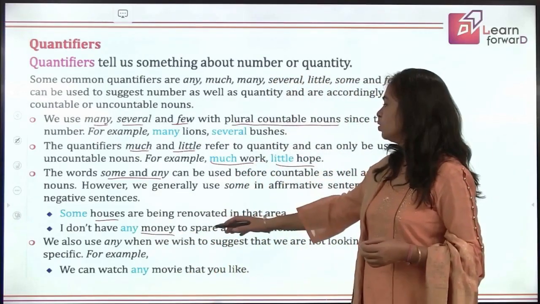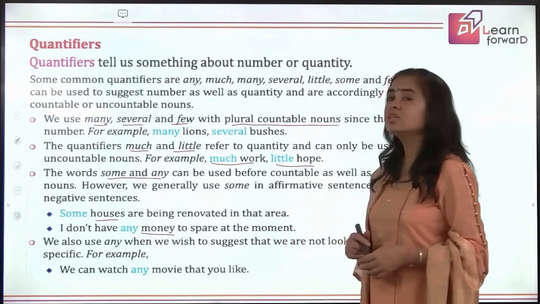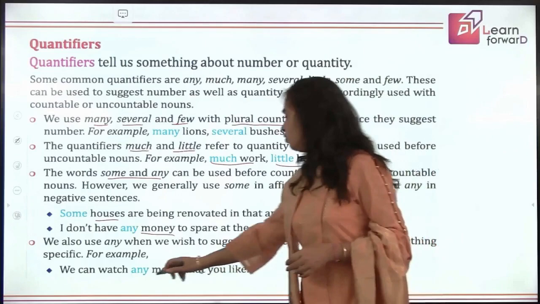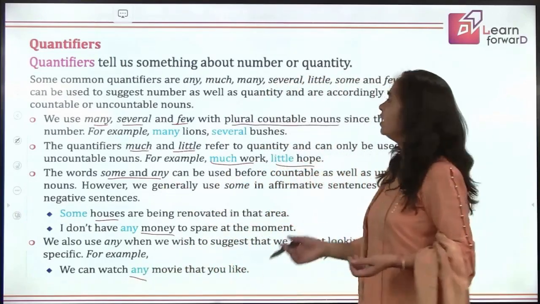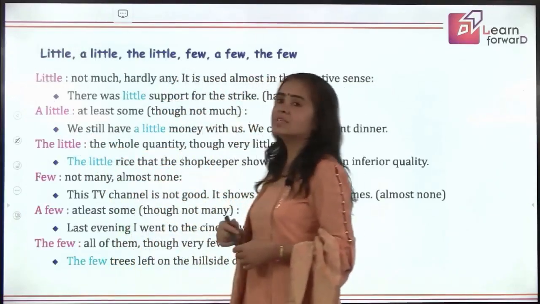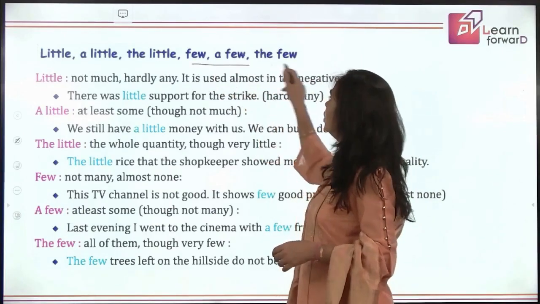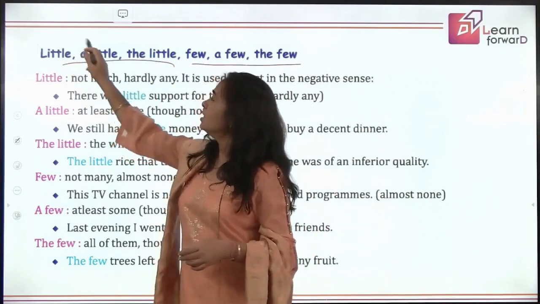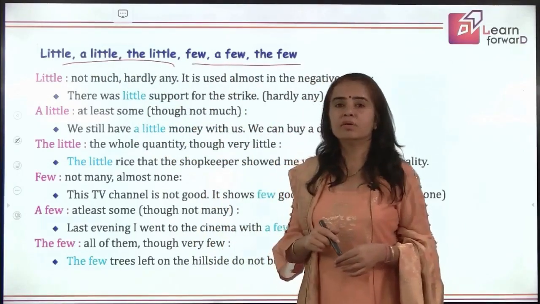Now, we also use any when we wish to suggest that we are not looking for something specific. For example, we can watch any movie. That means there's a lot of choice. You can pick up any from there. Right, children? So, moving ahead is little, a little, the little, then few, a few, the few. So, we'll just put them in two categories. This is used for uncountables. This is used for countables, right?